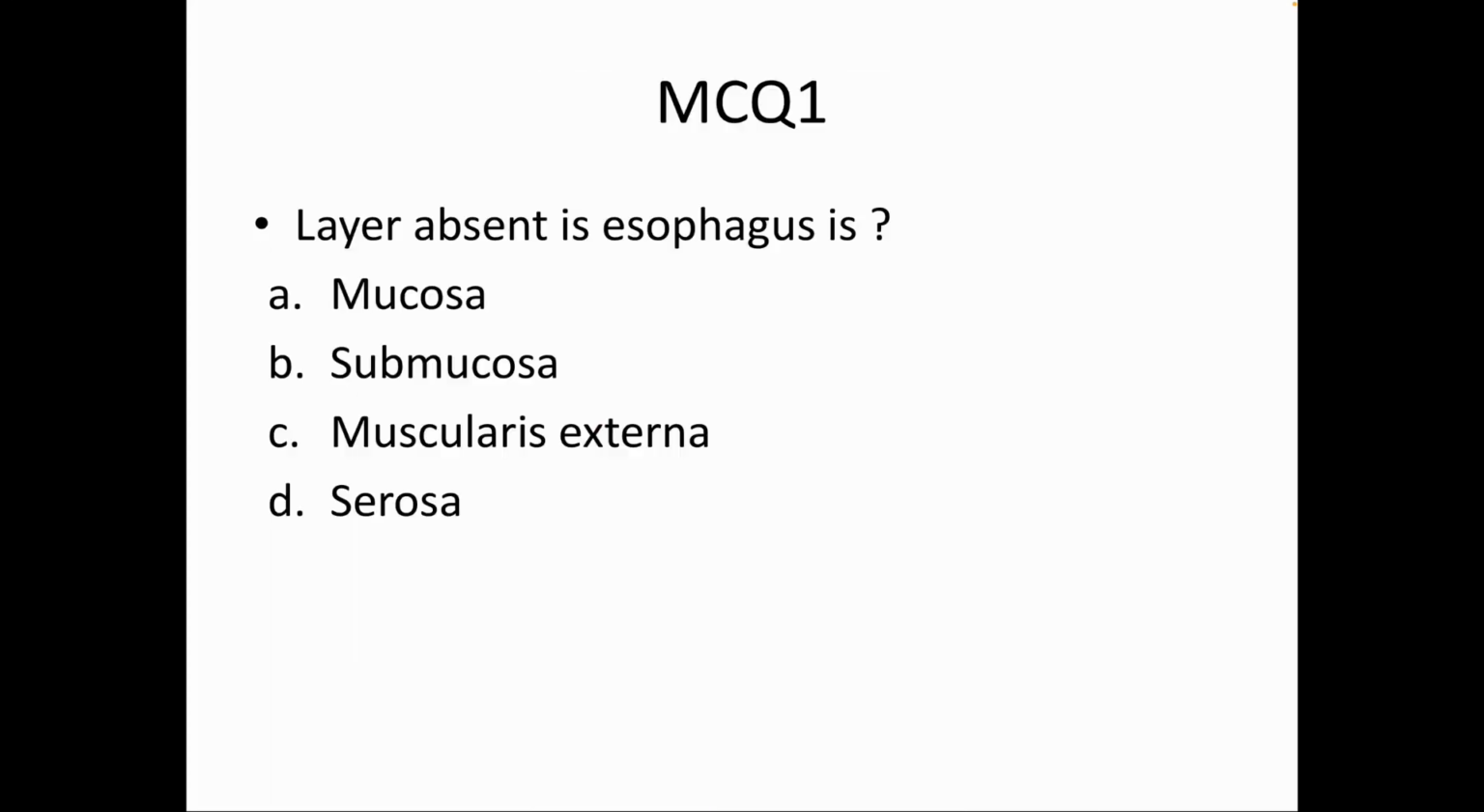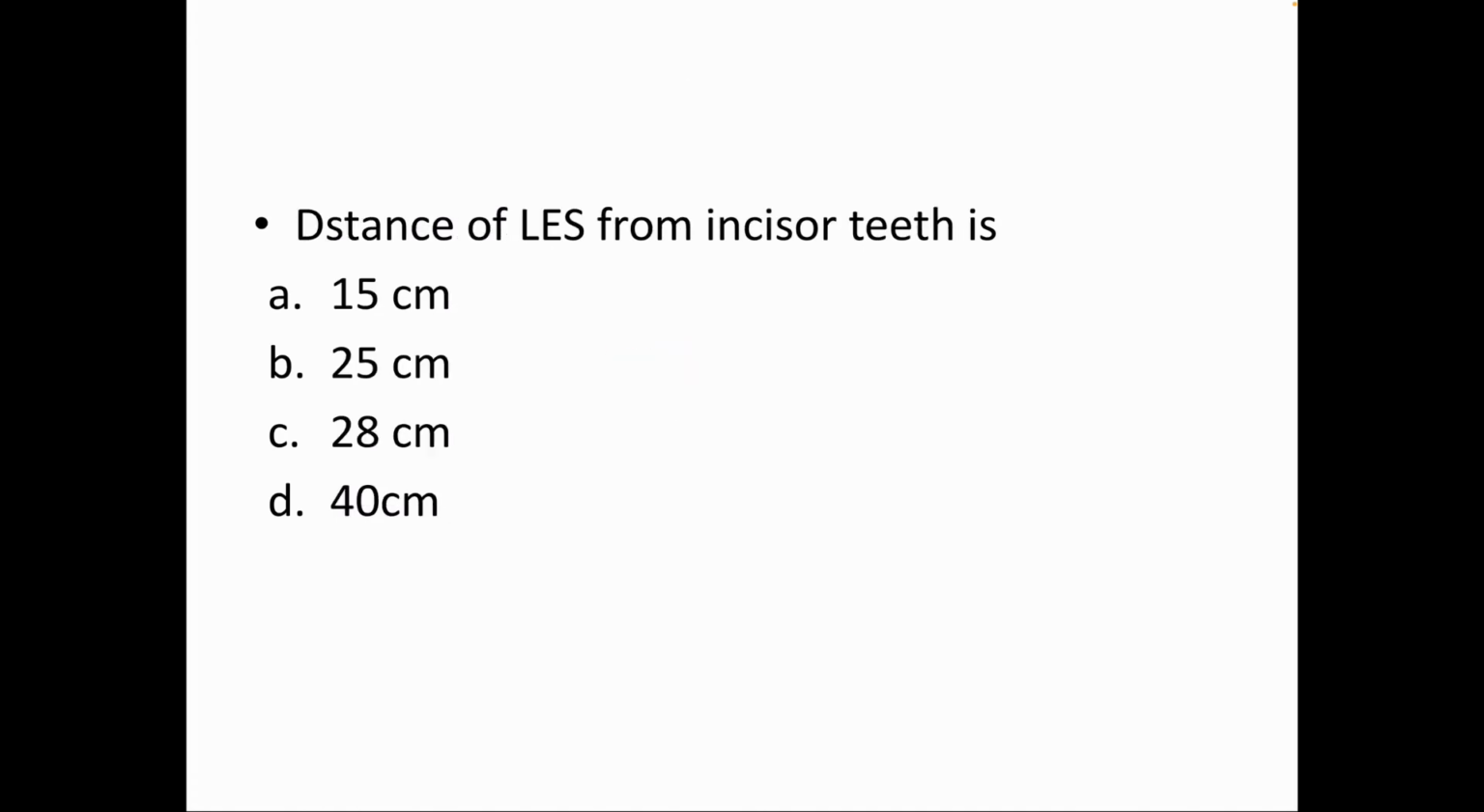So this was all about the esophagus surgical anatomy. Now we'll solve a few MCQs. What is the layer which is absent in the esophagus? I have told you in the previous histology video that the layer which is absent in the esophagus is serosa. So our answer is serosa. Strongest layer of the esophagus: this also we have seen in the histology video, the strongest layer of the esophagus is submucosa.